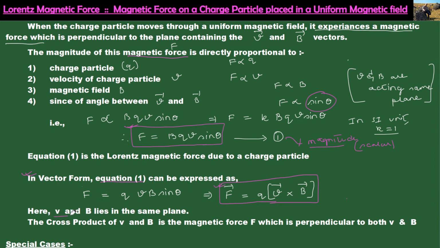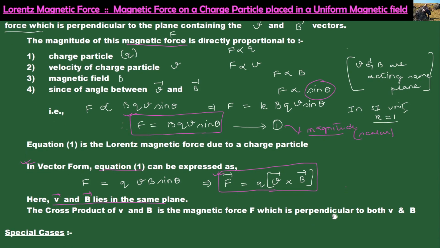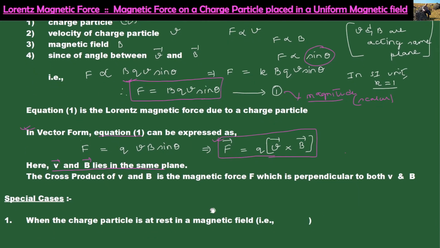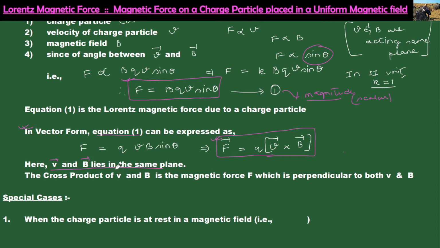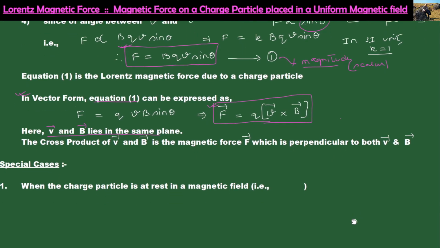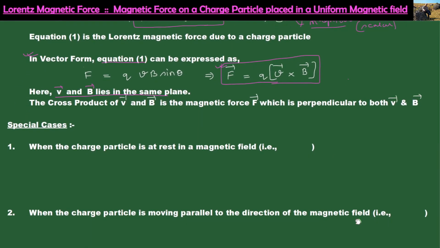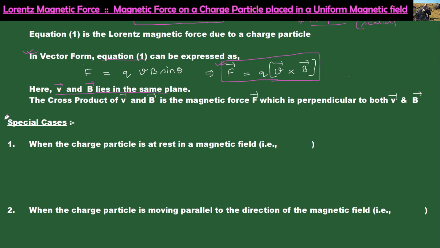So over here, I have been explaining to you that V and B lie in the same plane. So from here, the cross product of the V vector and the B vector is the magnitude of the force F, which is perpendicular to both the V vector and the B vector. Then from here we will study some special cases.